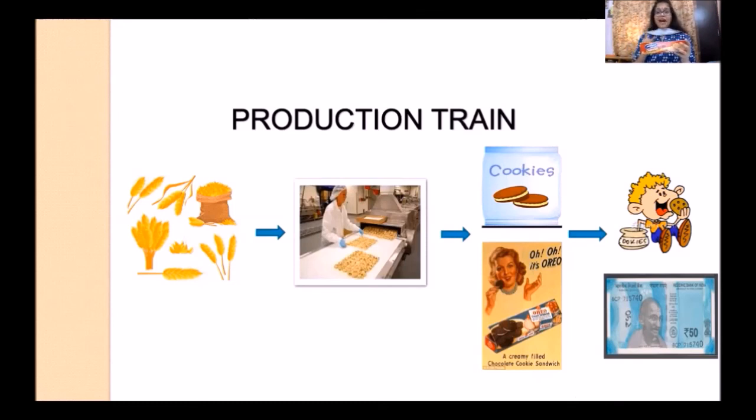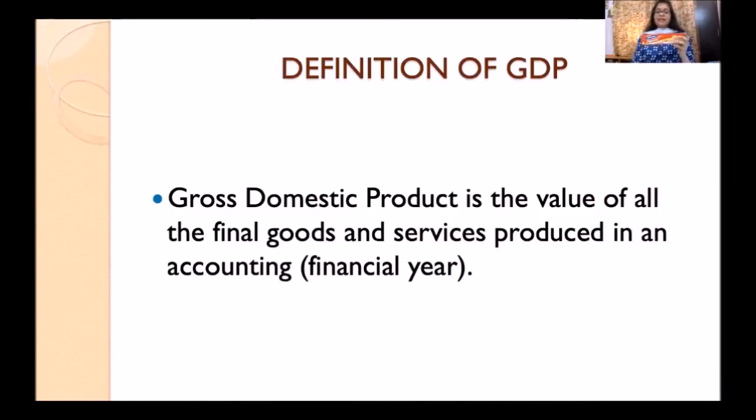So this is how all the sectors are interlinked. I gave you just one product example. You can see so many examples around you of how the three sectors are interconnected with each other and how GDP is calculated. So in short, GDP is nothing but the value of all final goods and services produced in an economy in an accounting year.